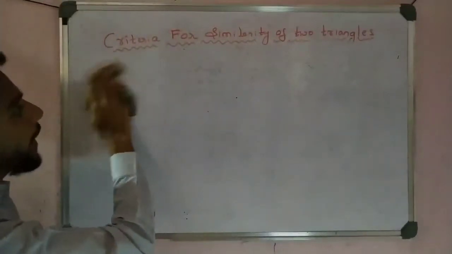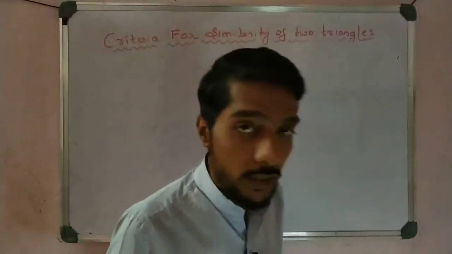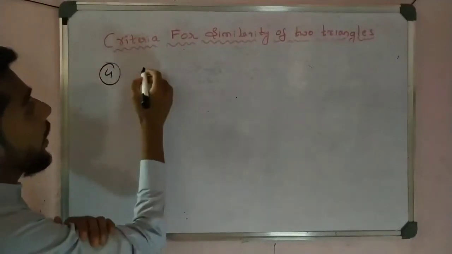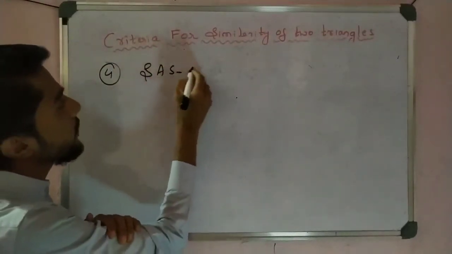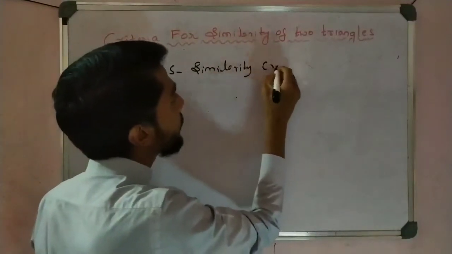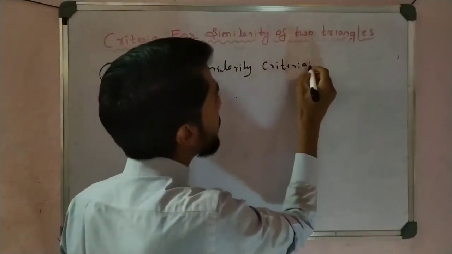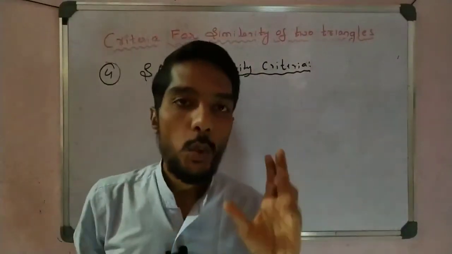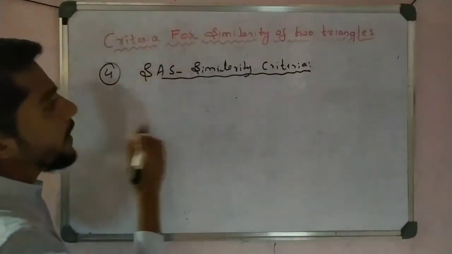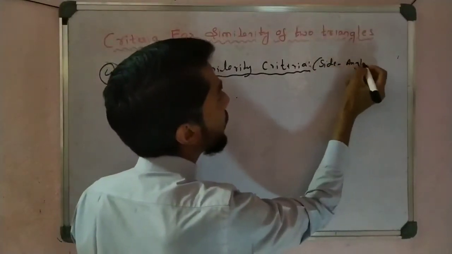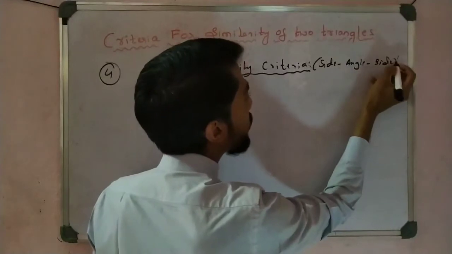Okay, when we apply these concepts in problems, then you actually feel them. So the first one, the last one, is the SAS similarity criteria. SAS here means a combination of sides and angle: two sides and one angle. Here, that is side, angle, side. So it is a combination of side and angle.